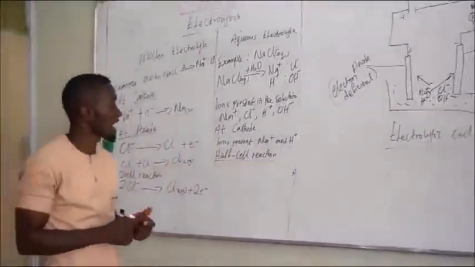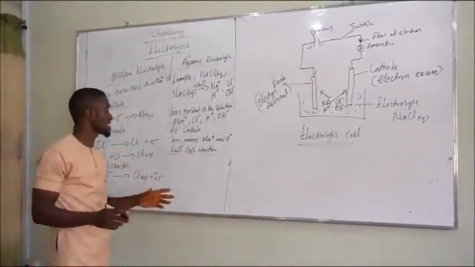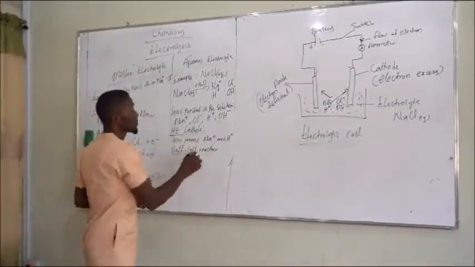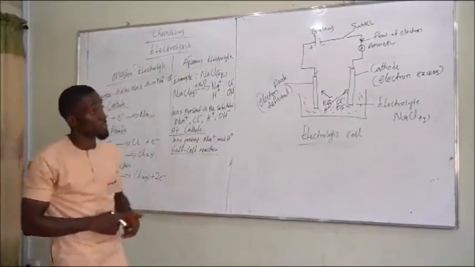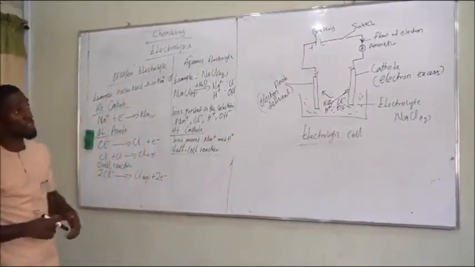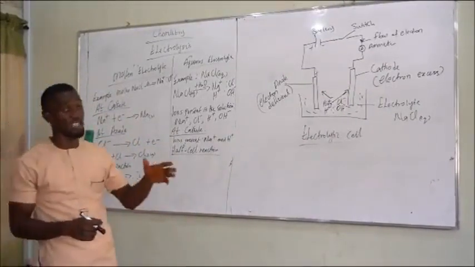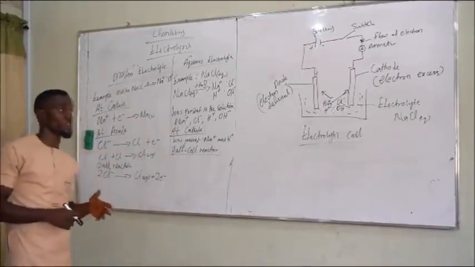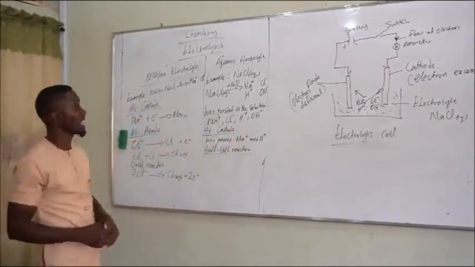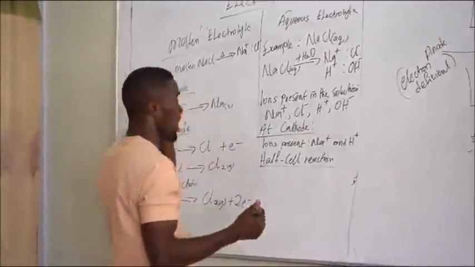Now, between sodium ion and hydrogen ion, which of them will be deposited or be preferentially discharged at the cathode? So we go back to our electrochemical series. When you look at the electrochemical series, you can easily observe that hydrogen ion is lower than sodium ion. And if you recall, we said that the ions that are lower in the electrochemical series will be preferentially discharged. So the hydrogen ion will be discharged at the cathode, because it is lower in the electrochemical series.